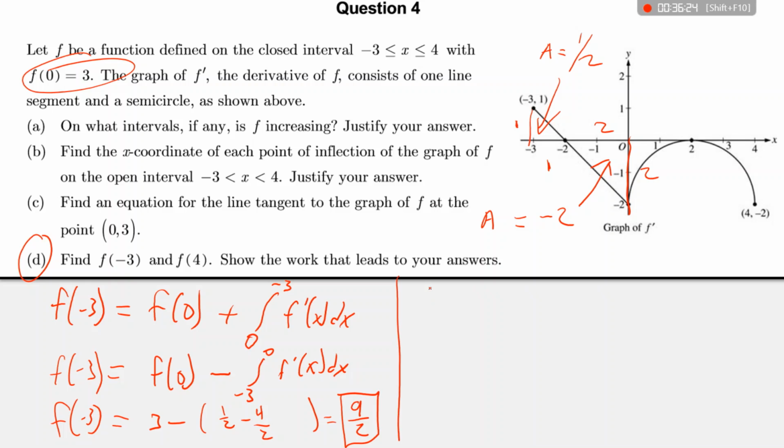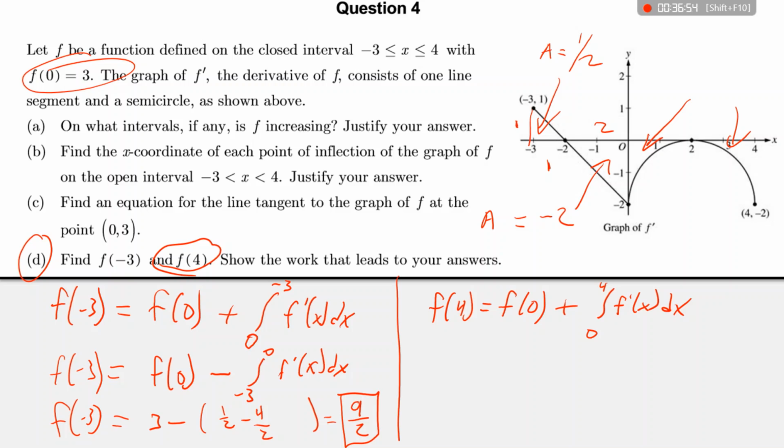I'm going to do the same idea for f of 4. f of 4 will be our start point at f of 0 that we were given, plus the integral from 0 to 4, so that's from the start point to our end point, of f prime x dx. Okay, this time I don't need to change the integrals because I am going from left to right already. This area, though, is a little bit trickier. So I'm looking for this area plus this area.